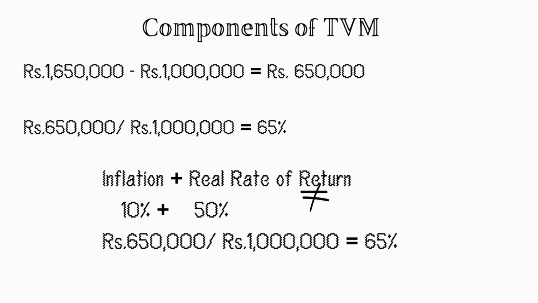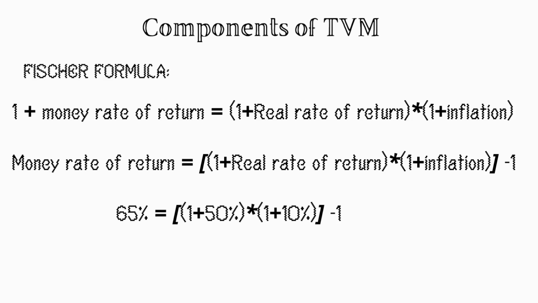Here is another concept to learn that shows the relationship of real rate of return and inflation, usually known as the Fisher Formula. That is, 1 plus money rate of return is equal to 1 plus real rate of return into 1 plus inflation. The total growth of 65% is actually the product of these two percentages. So when we take the product of 10% and 50% with the help of this formula, you will get the same growth rate, that is 65%.